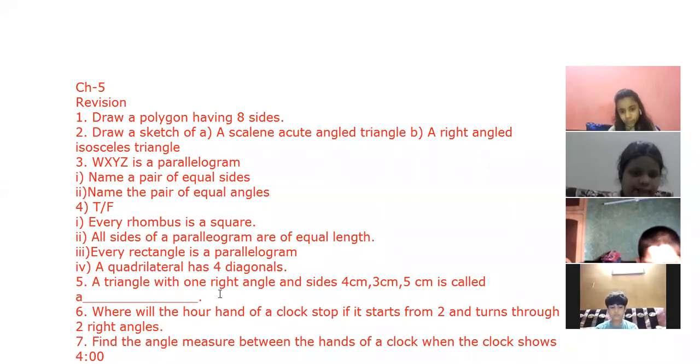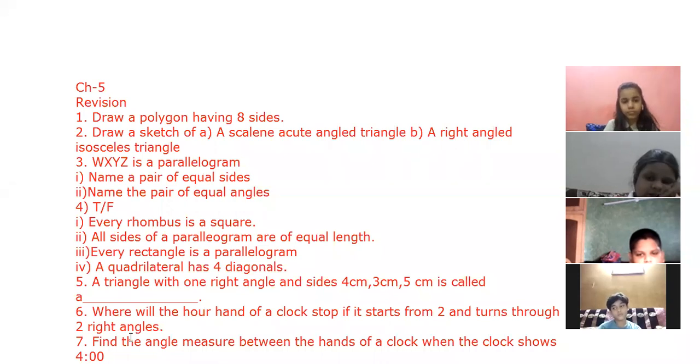Next is a triangle with one right angle and sides 4, 3 and 5 is called a dash. You have to think that it should have one right angle and 3 unequal sides. So which type of triangle it is? Next question is, where will the hour hand of a clock stop if it starts from 2 o'clock and turns through 2 right angles? It has to turn 2 right angles, and right now your clock is at 2. So your hour hand of a clock, where it will stop, you have to tell that.